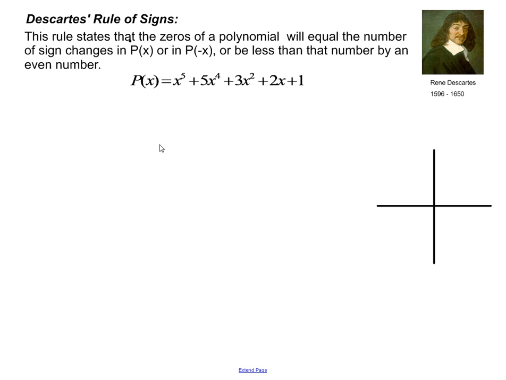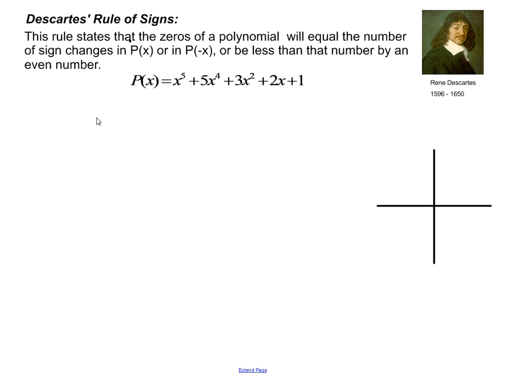It says that if we've got a polynomial like this one, the number of zeros of the polynomial will be equal to the number of sign changes in p of x, or in p of negative x, or be less than that number by an even amount. What does all that mean?